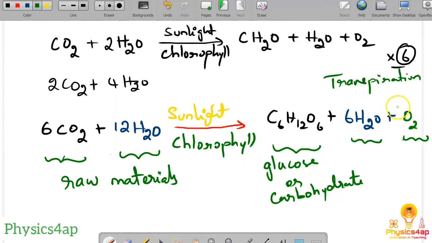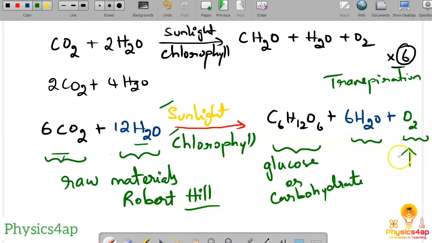So in this photosynthesis reaction, if any one of these is missing, like water missing, carbon dioxide missing, sunlight missing, or chlorophyll missing, then this photosynthesis reaction will not occur. Okay, so the scientist who gave this complete reaction is Robert Hill, and he showed that oxygen is released during the photosynthesis reaction. So Robert Hill clearly proved through his experiment that oxygen gas is released in the photosynthesis reaction.